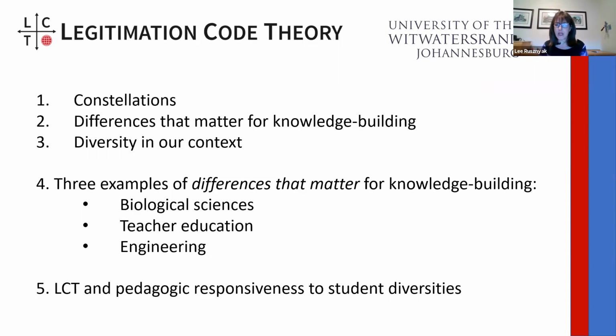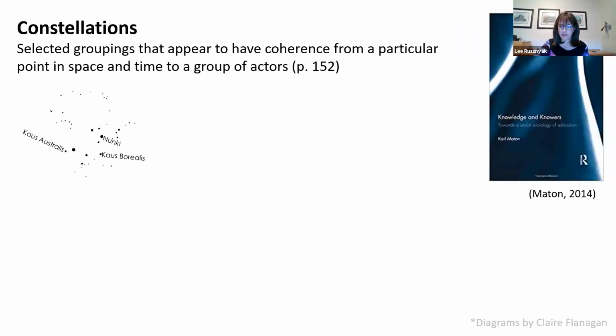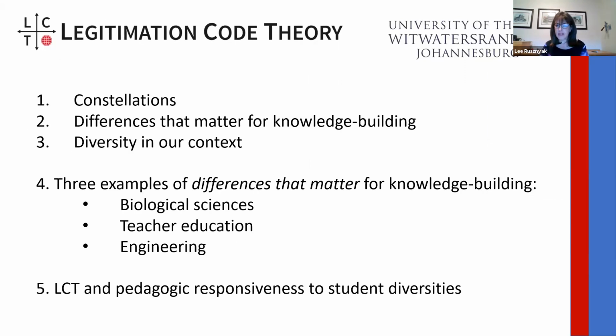So how we're going to structure this, I'm going to very quickly introduce constellations and then differences that matter. Moeniera is going to talk about diversity in our context. And then we're going to look at 3 examples of differences that matter for knowledge building. Kershree is going to start with an example from the biological sciences. Dale and myself are going to talk about an example of a difference that matters for teacher education. And then Nick is going to talk about a difference that matters in engineering.